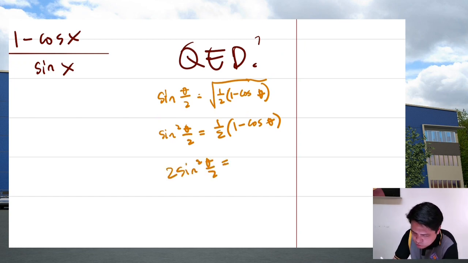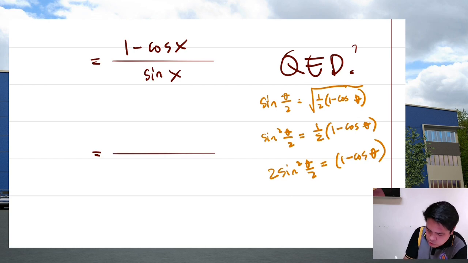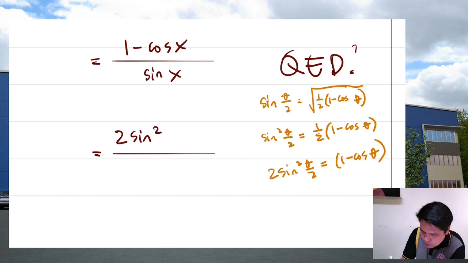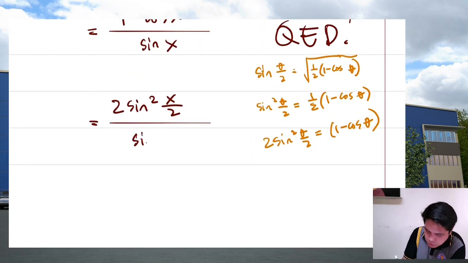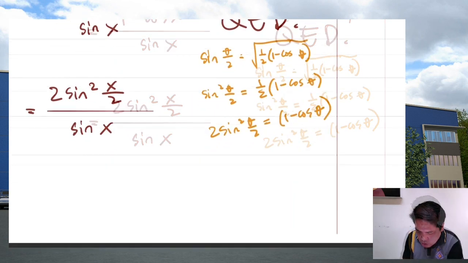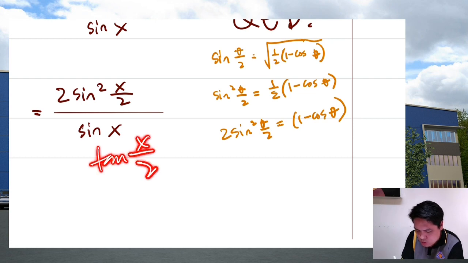That's equal to 1 minus cosine theta. So, therefore, the numerator could be rewritten as 2 sine squared x over 2, then over sine x. Okay? Yung sine sa ilalim, to be consistent, para lumabas yung tangent x over 2, kailangan maging x over 2 din to siya.